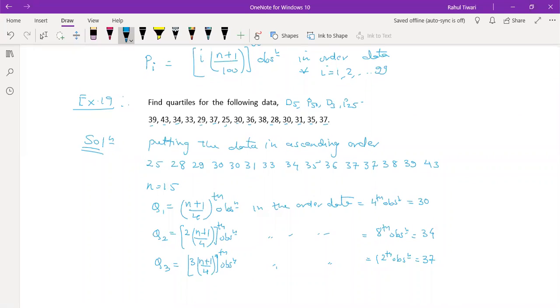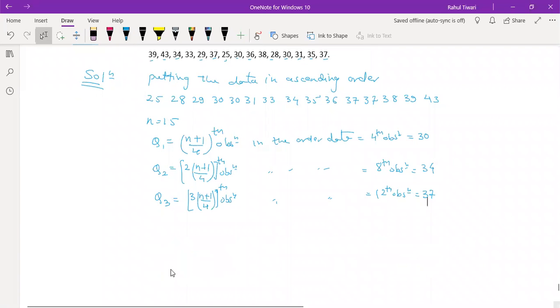You have to understand this data in order. Once you make it ordered, the whole thing will be done by this calculation. So this is the way you can find quartiles. Now what do you have to find next? D5. Find out D5. What's the formula for D5? D5 is nothing but 5 times (n plus 1) by 10 observation.